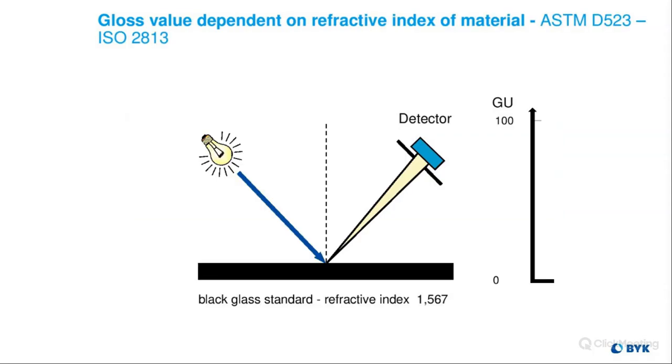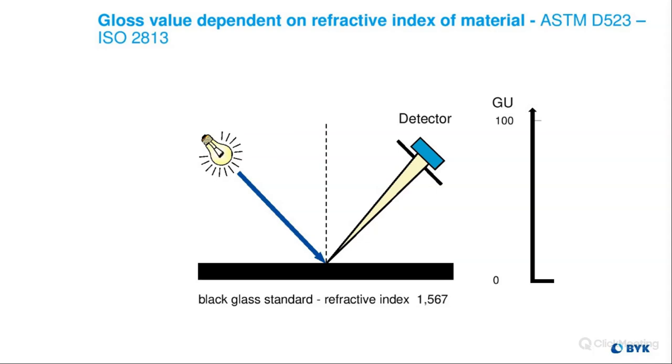So I also wanted to touch on the actual gloss unit scale and what that means. With all of our gloss meters, they come with our calibrated black glass standards. This standard is set at around 100 gloss units, and we use a special black glass that has a refractive index of 1.567, and that refractive index is exactly equal to 100 gloss units.